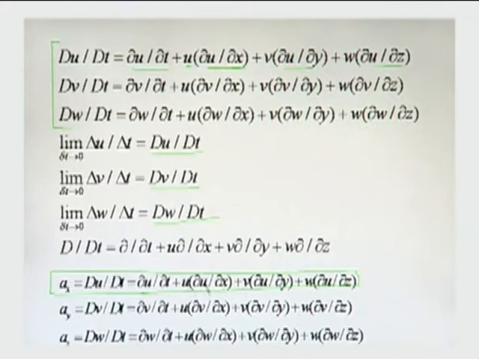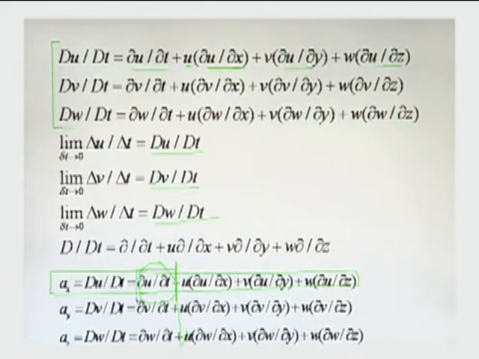So, these four terms we can divide into two categories. One term is the time derivative of u, and the other terms are u del u over del x, v del u over del y, w del u over del z, where u, v, w are the velocities in x, y, z direction, and del u over del x, del u over del y, del u over del z are the gradients in x, y, z direction. So, it means that the right hand side is divided into two categories.